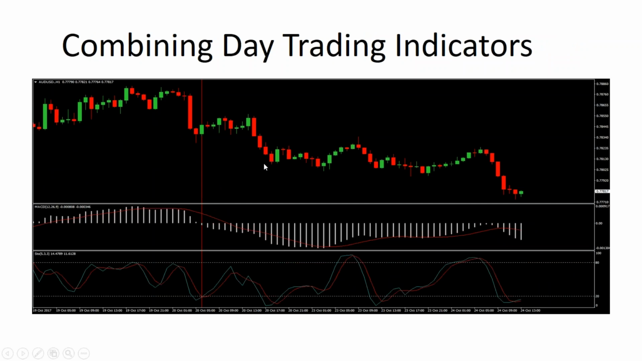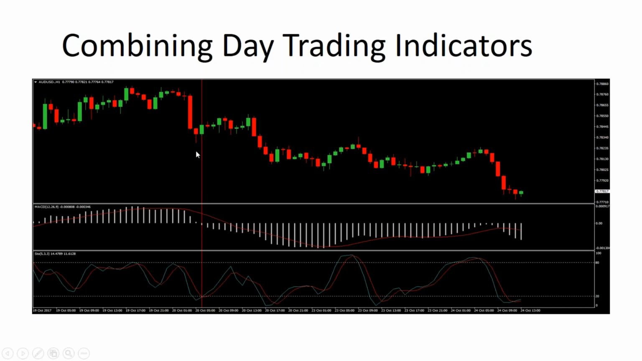Okay, so the first thing we do when we come to the market is open our chart and pull up our two indicators, MACD and Stochastic. You can see them both here, the MACD above, the Stochastic below. And what we want to do first of all is look to the MACD indicator to establish our trend direction.